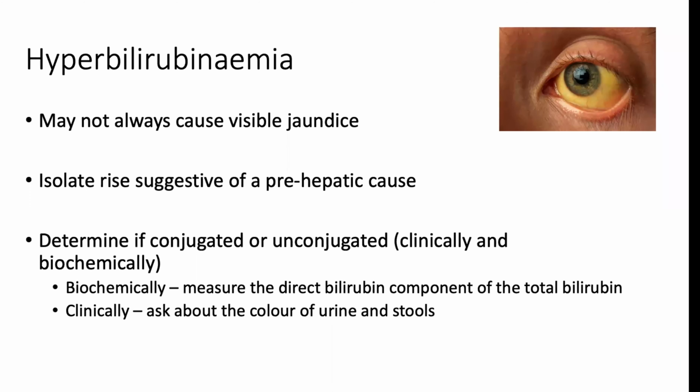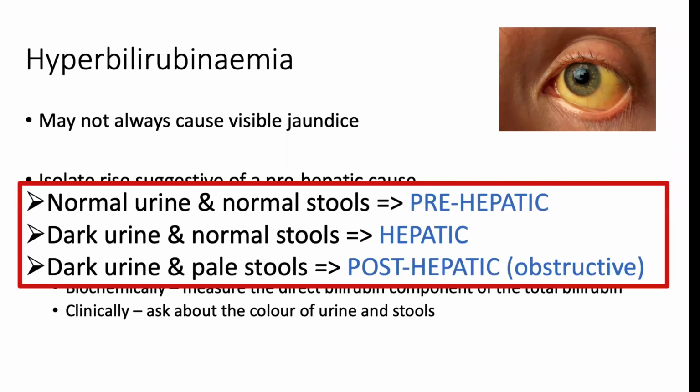So with hyperbilirubinemia, it's really important to determine if it's conjugated or not. And you can do this both clinically and biochemically. So biochemically, you just measure the direct bilirubin component of the total bilirubin. And then clinically, you can ask about the color of their urine and stools. So this is important to know for OSCEs, and when you're taking history and in exams, they like to ask about this.